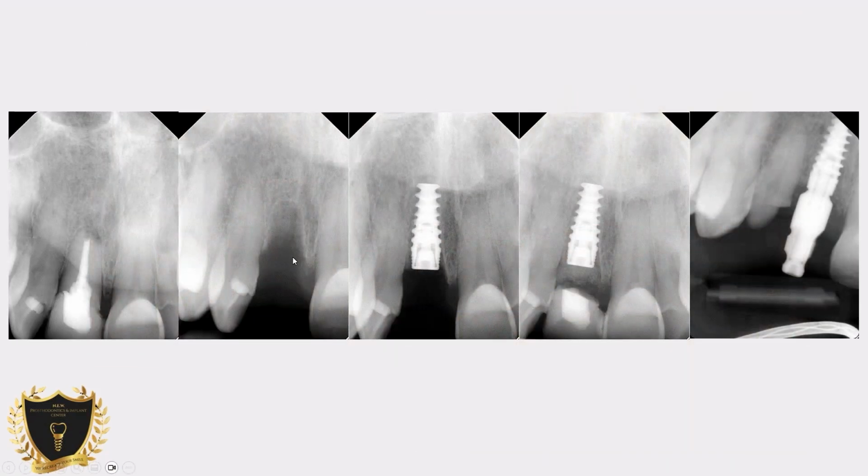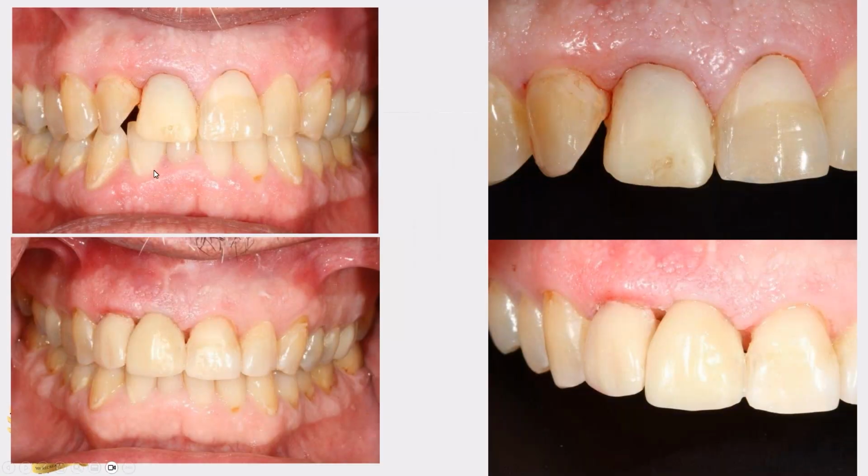These are the sequential radiographs here. Tooth present with root canal, failing crown. Tooth was extracted, immediate implant placed, grafted, temporary, the same crown. We just put the tooth as a temporary over there, then the impression was taken with temporary material. And that's pre and post-op.